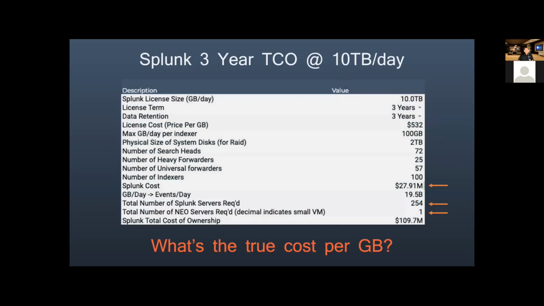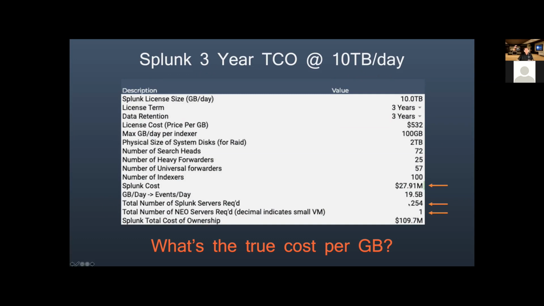And so when we look at something like total cost of ownership for Splunk, you think about the defaults here, let's say a 10 terabyte license, the cost over 3 years, assuming you paid list price $532 per gig, it's going to take 254 servers to do that.